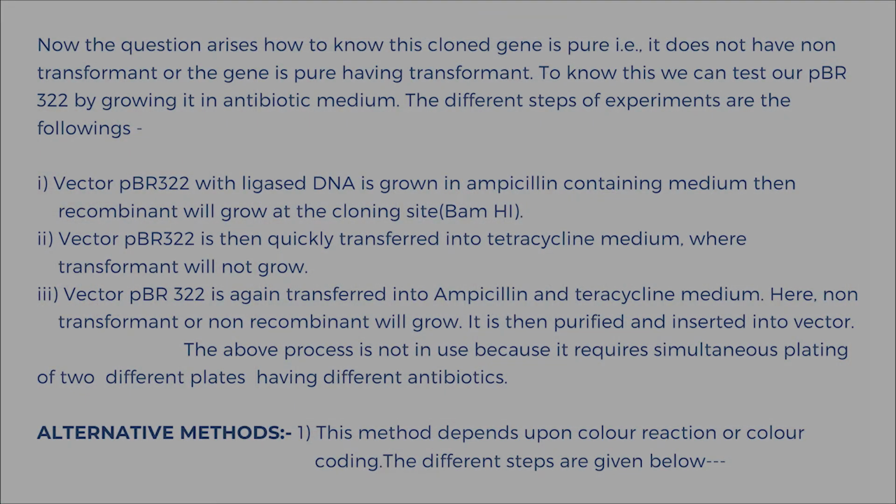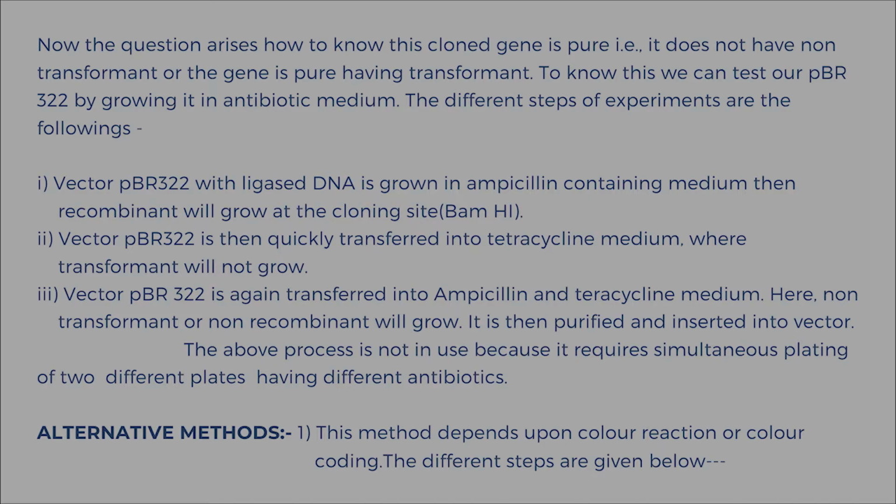Now, the different steps of the experiment. Now we are doing the cloning. I told you that when we want to link the foreign DNA with the vector, we require a single cloning site, by the use of a restriction enzyme. As per the example I told you in the diagram, in the vector pBR322, the foreign DNA can be ligated or joined at the BamHI site of the tetracycline resistance gene.